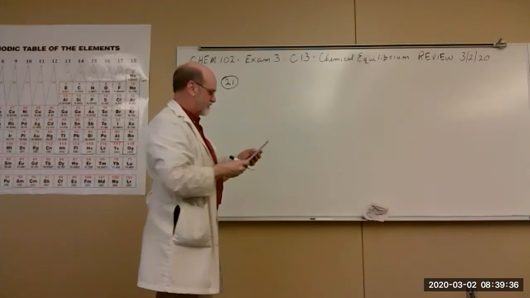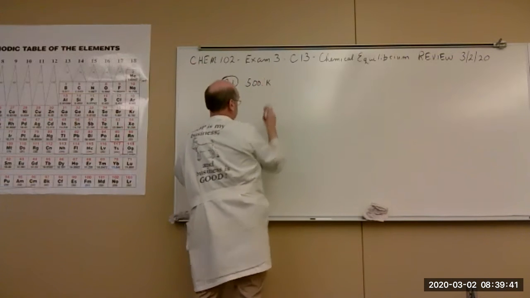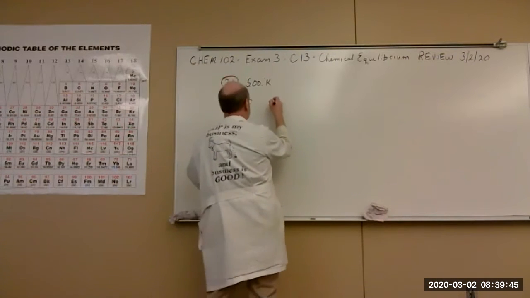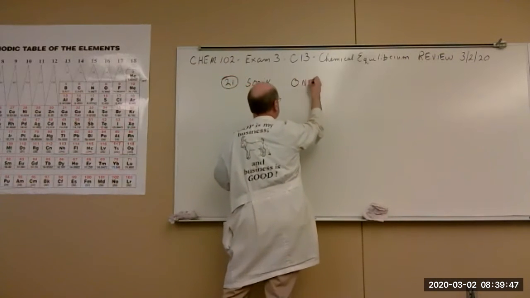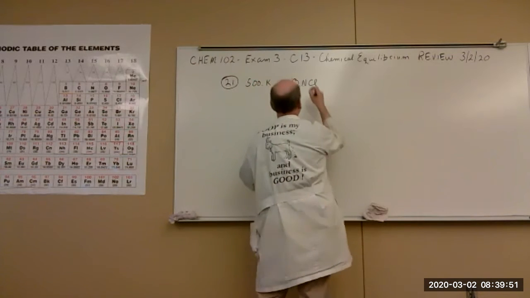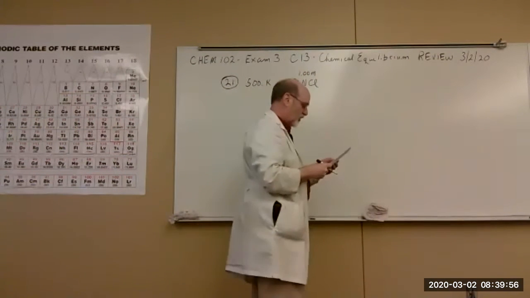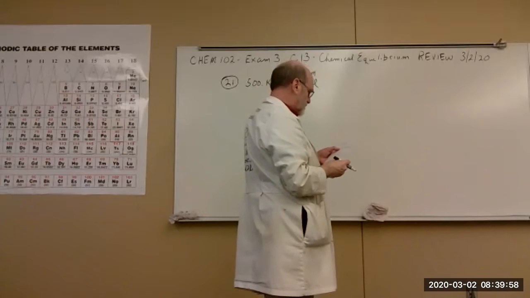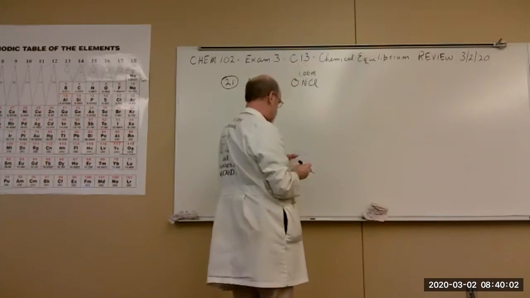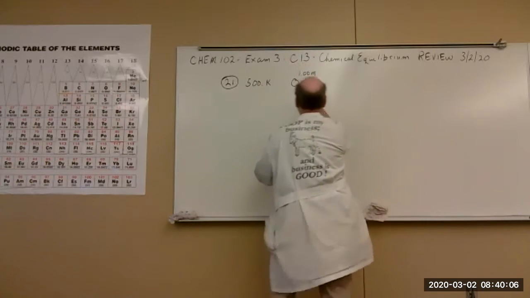Okay, we're at 500K. Now, this is the temperature. 1 mole of gaseous ONCl is placed in a 1 liter container. So we have 1 molar, right? 1 mole per liter. At equilibrium, it is 5.3% dissociated according to this equation. So we have 2 here.